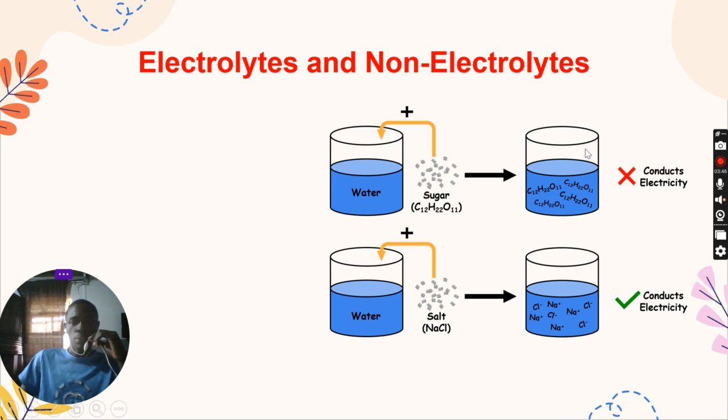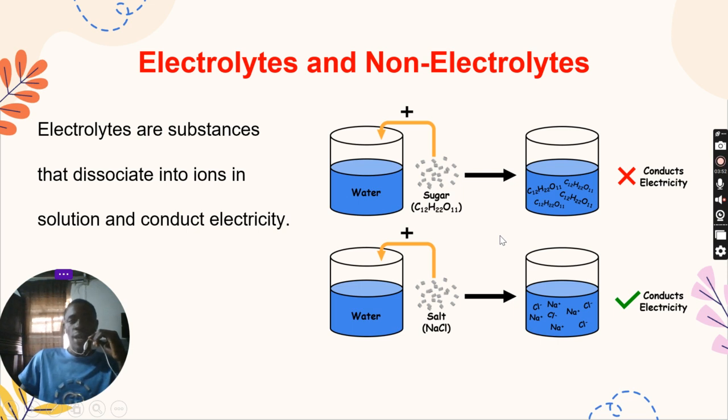Okay, let's quickly talk about electrolytes and non-electrolytes. What are electrolytes? Electrolytes are substances that dissociate into ions in water or in solutions and then conduct electricity. Water is the universal solvent, the most common solvent you will come across on Earth. However, there are other solvents that are not water. So electrolytes will dissolve and dissociate into ions in solutions, and because they have dissociated into ions, they can conduct electricity.